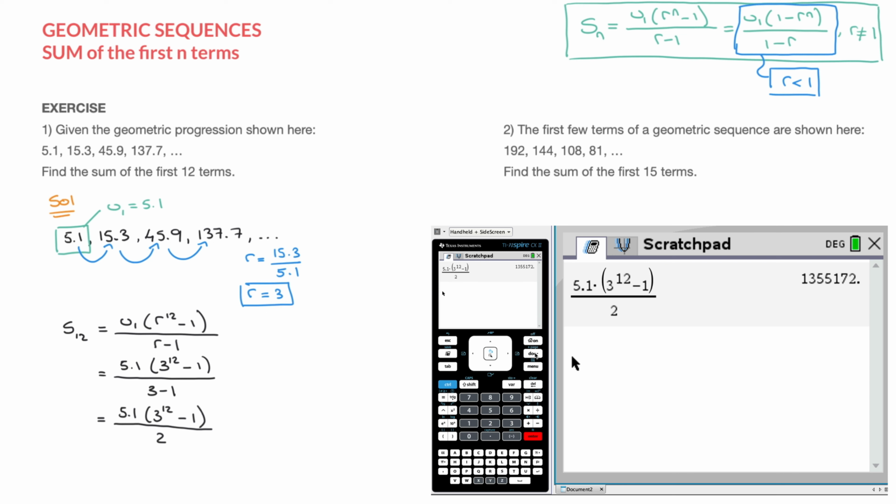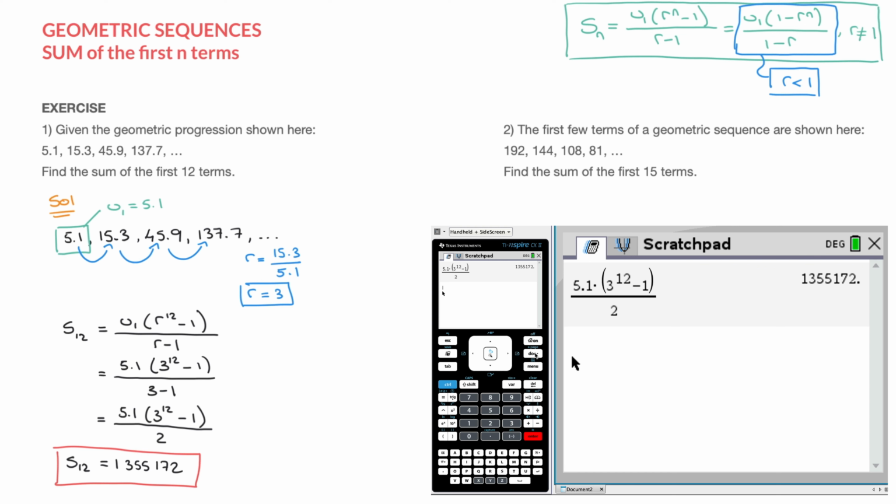And we're done. Copying the result we see on the calculator, we can now state that the sum of the first 12 terms is equal to 1,355,172. And that's the answer. And there we go. We now know how to use this formula for calculating the sum of the first n terms of a geometric sequence.